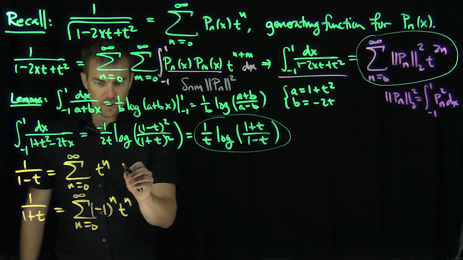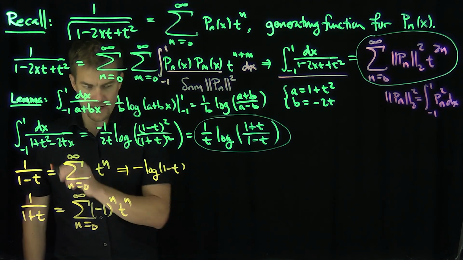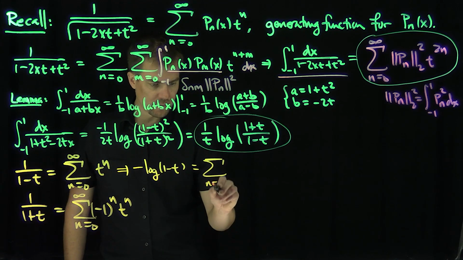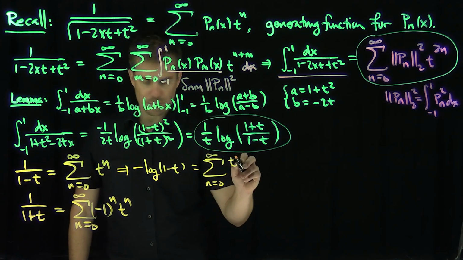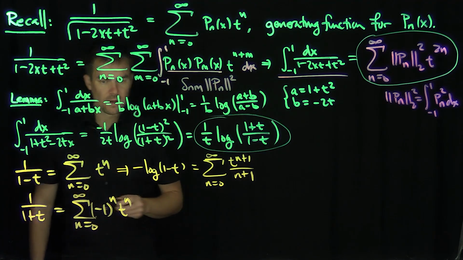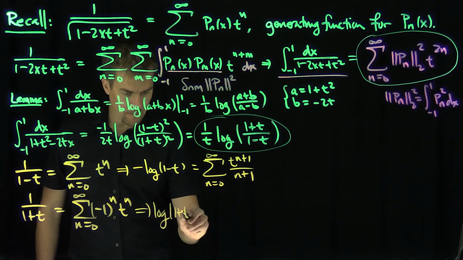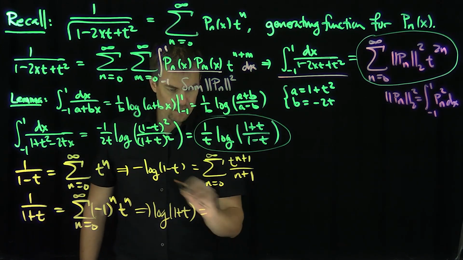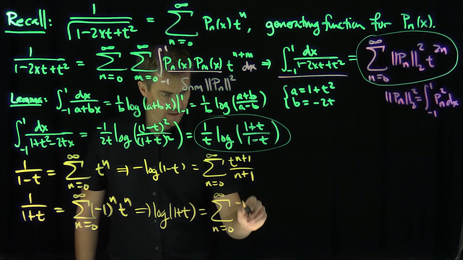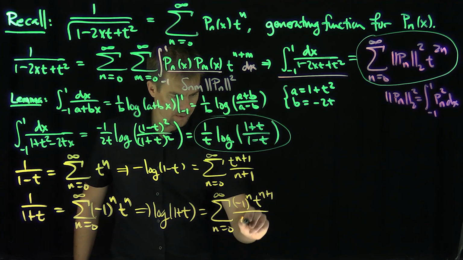And so now if I integrate these things over here, what will this tell me? This is going to tell me that negative the log of 1 minus t, because of the extra negative sign, is going to be the integral of this expression over here. It is going to be the sum, n goes from 0 to infinity of t to the n plus 1 over n plus 1, like that. Great. And that will tell me that the regular log of 1 plus t is going to be the sum, n goes from 0 to infinity, -1 to the n, right, that sticks around, t to the n plus 1 over n plus 1.